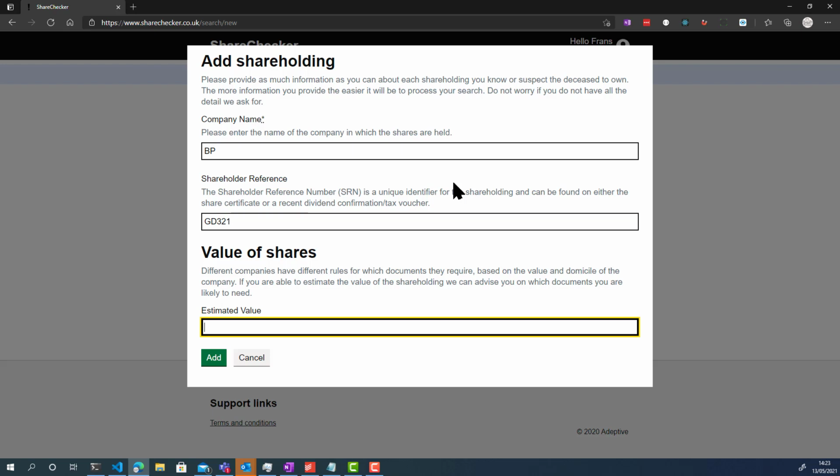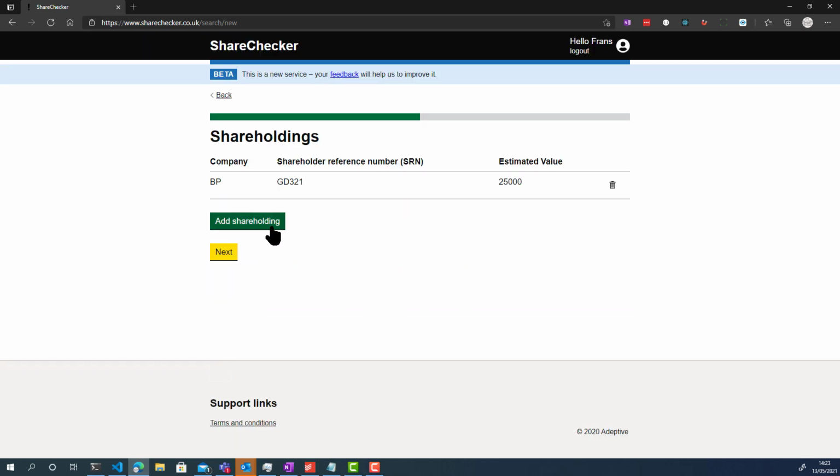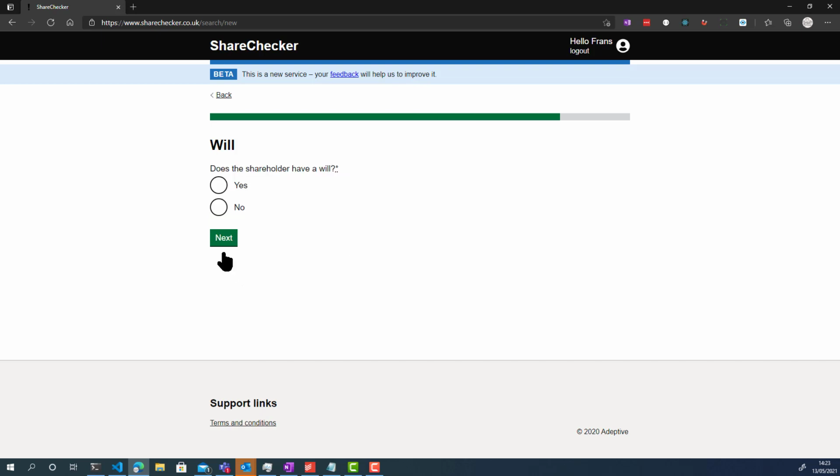And then we do ask you for an estimated value of the shares. This is really important, even if you only have a guesstimate. The reason is that depending on the value of the shares, different processes and different documents are required with the registrars. So in this case, we believe the shareholdings to be worth at least £25,000. So that's what we're going to put in. We can add additional shareholdings, but for this one, we're just going to leave it with the BP shares.